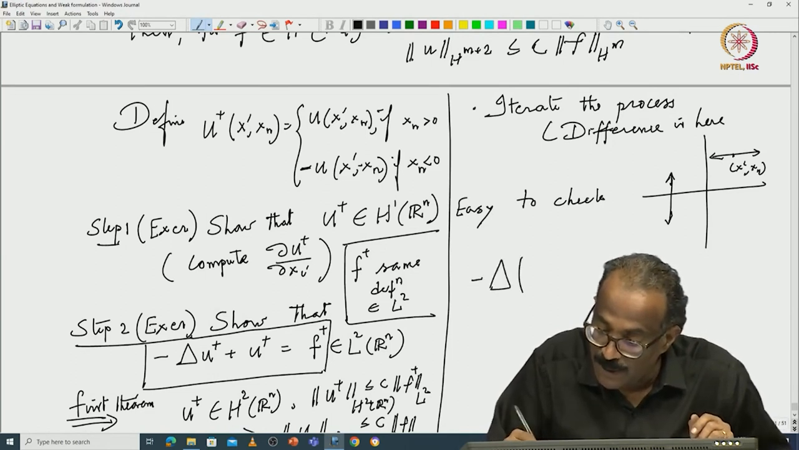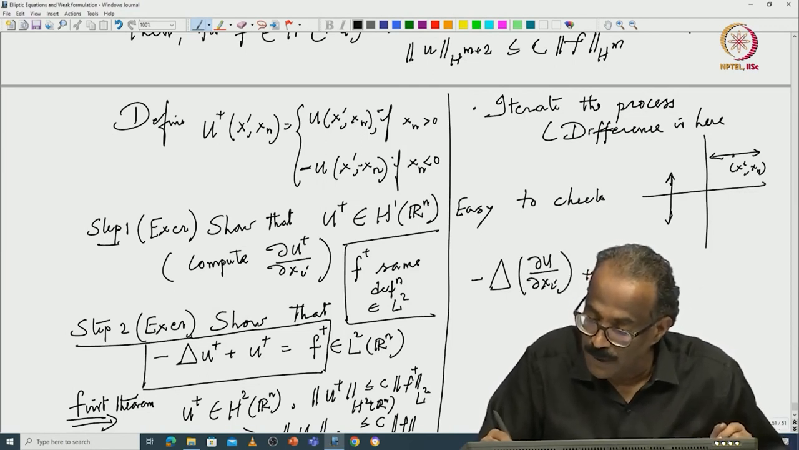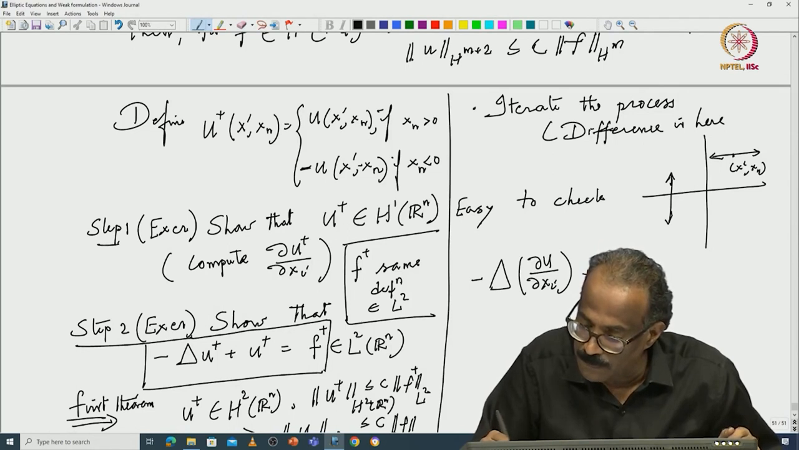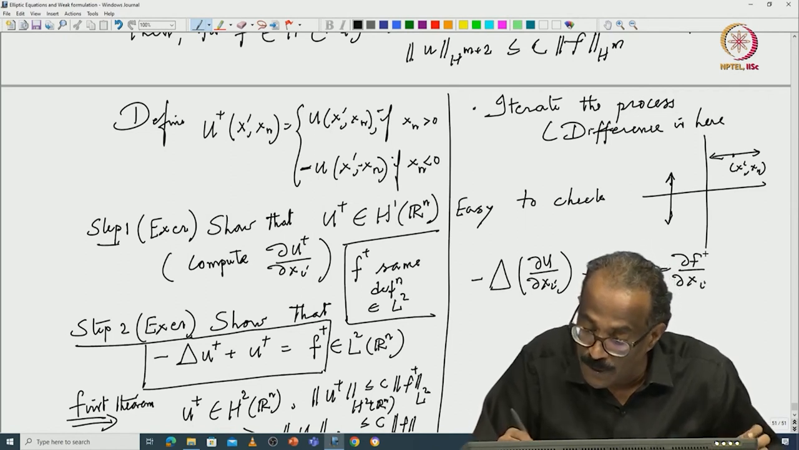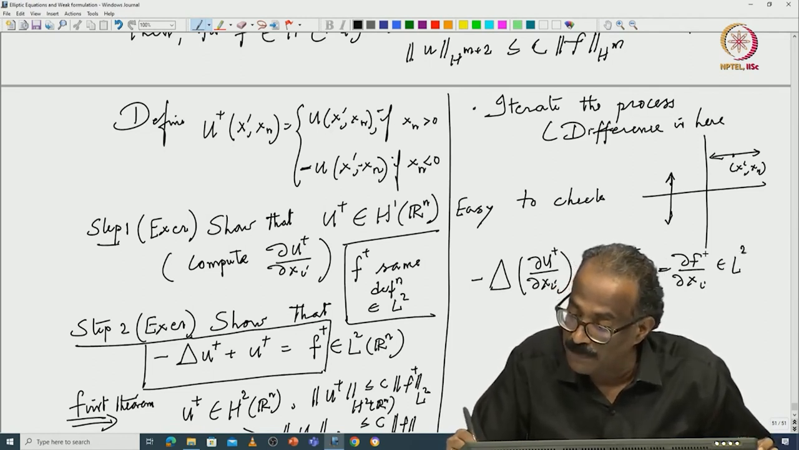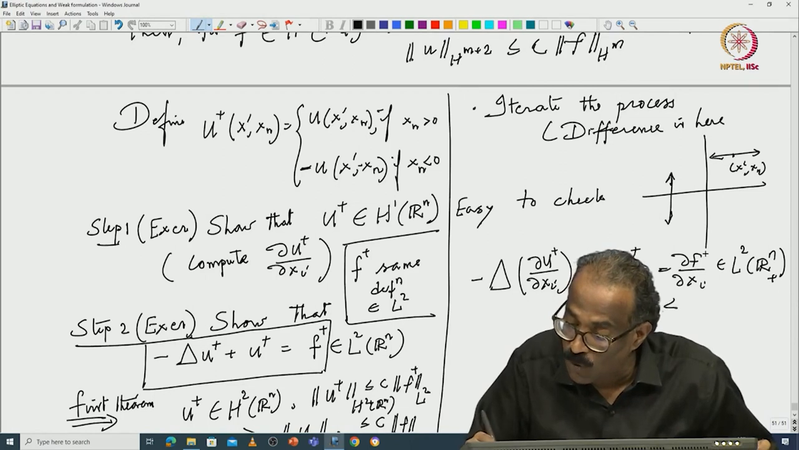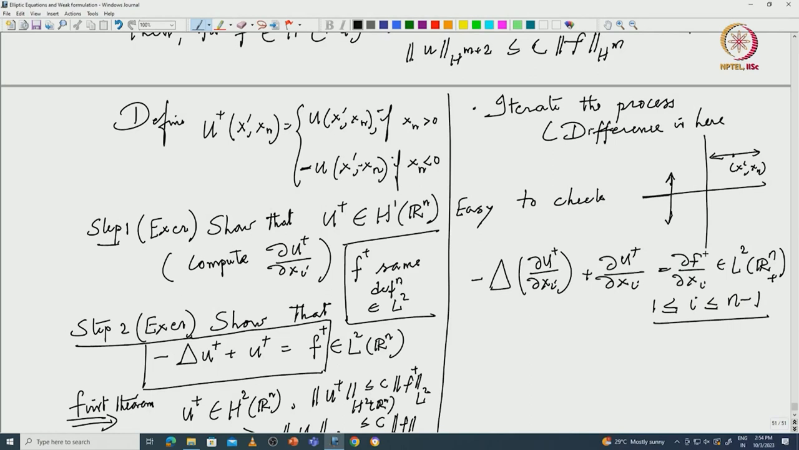Minus Laplacian of du by dxi, this is straightforward, du by dxi plus du by dxi equal to df by dxi, that's not a problem, and du plus by dxi is in L2 of Rn plus. That you can get easily. That's what I said about the differentiation. This is true for all 1 less than or equal to i less than or equal to n minus 1. That's what it's telling you. So at xn equal to 0, you may not have this issue; there, you may have a problem. So that's what I'm trying to say.